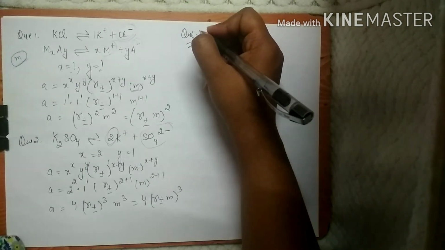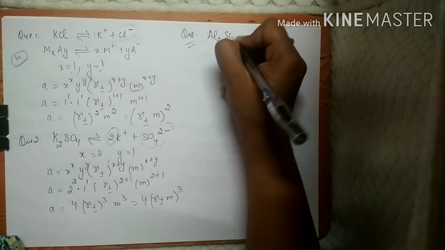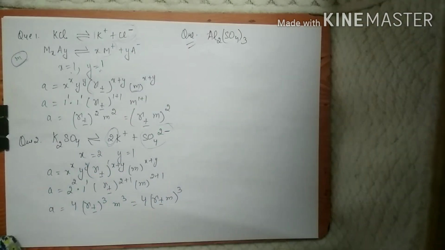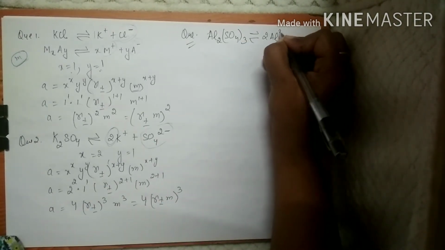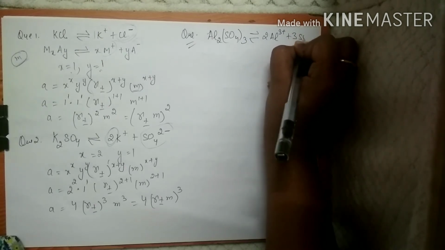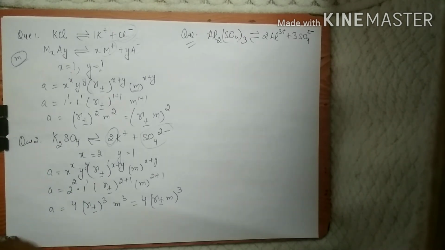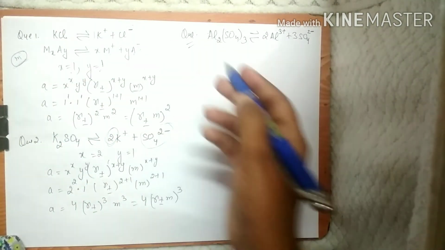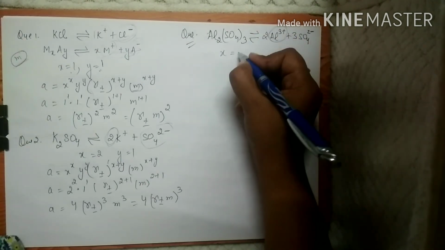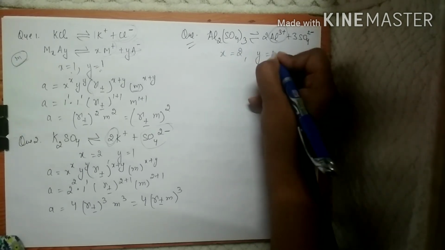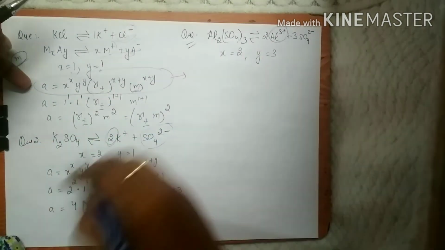Suppose we have to calculate the activity for the electrolytic solution of Al2(SO4)3. Okay, so how is it going to dissociate? 2Al 3 positive plus 3SO4 2 negative, right? So if I compare it with this equation, what will be the values of x and y? The coefficient of cation is 2, so x is 2, the coefficient of anion is 3, so y is 3. So in this equation, put the values of x and y.